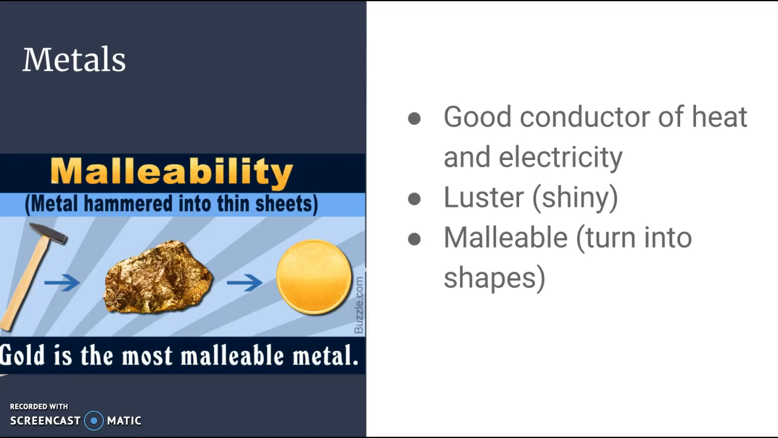And these are general rules. Obviously, within every rule in chemistry, there is an exception, so just bear with me. We're going with general rules here. Another thing is that they're malleable, which means we can turn them into different shapes, like taking this lump of coal and making it into a coin, or like those bricks that you usually see when you see gold, or like taking aluminum and making it into either the shape of a can, or we can make it into foil.